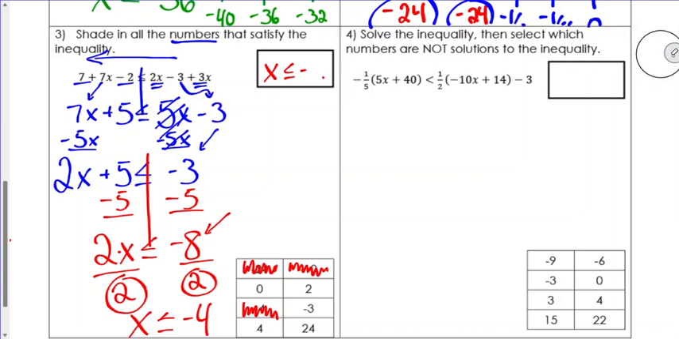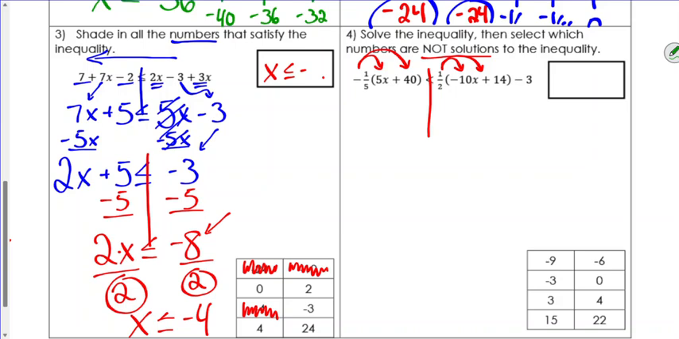Last one. We're going to solve this inequality, then select the numbers that are not solutions to the inequality. This one looks complicated. Especially the fractions make it look complicated, but those fractions are going to go away after the first step. We're going to distribute first. We're going to take this negative 1/5 and distribute. We're going to take this 1/2 and distribute on that side.